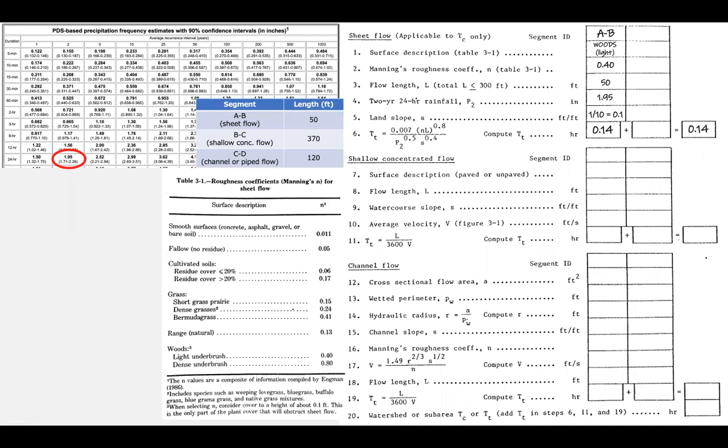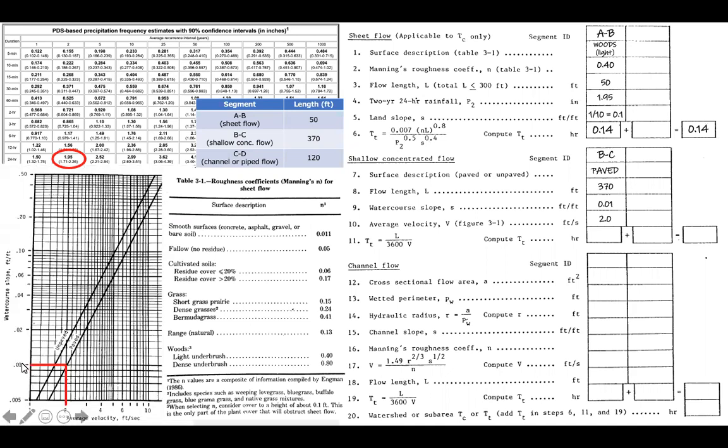So now let's look at segment BC. So this surface is paved and it has a flow length of 370 feet. And let's assume it has a slope of 1% or 1 foot per every 100 feet.